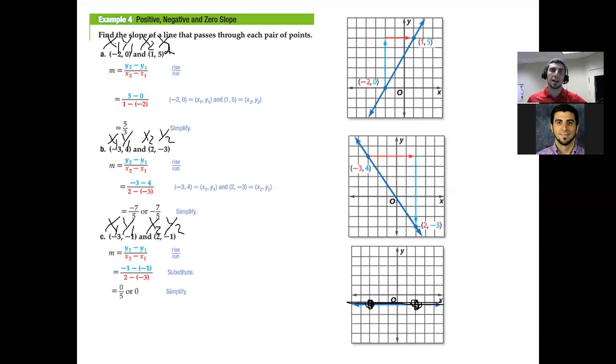And notice the line's not increasing, it's not rising, it's not decreasing, it's not falling, it's simply flat. So the rate of change is 0 because the graph doesn't rise at all, and it doesn't fall at all. It just stays the same. So the slope is 0.